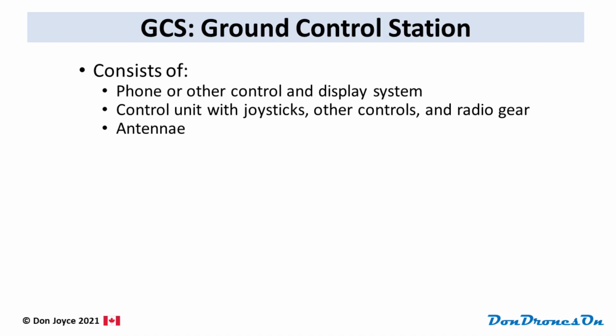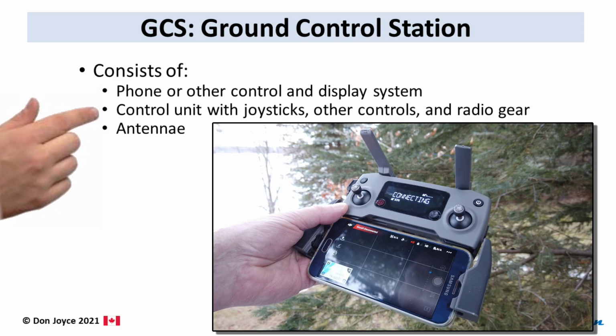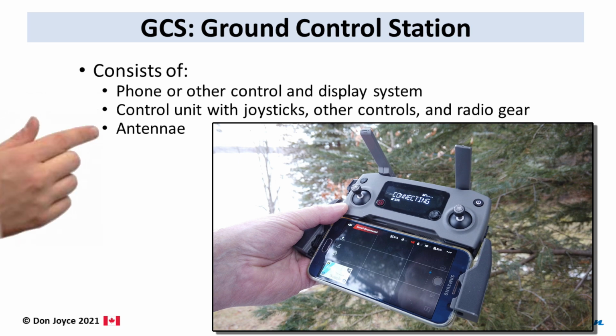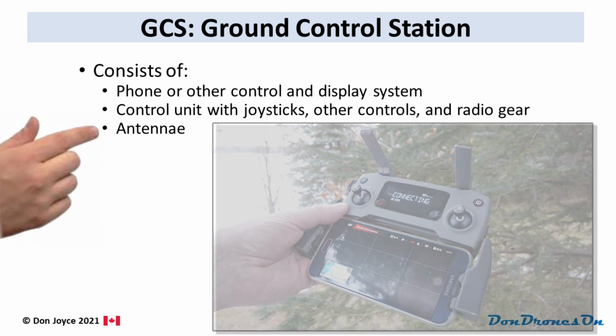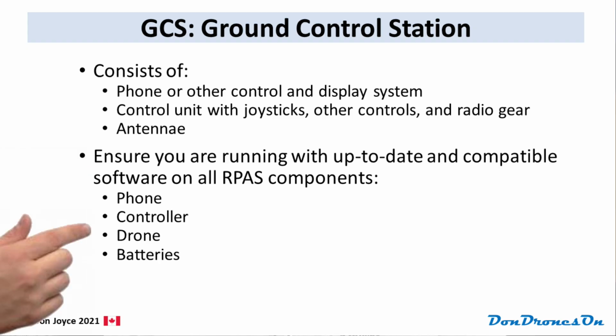The GCS system typically consists of a phone with flight software on it, a control unit with joysticks and lots of other controls, and antennae to communicate with the drone. To operate properly, it is imperative that all systems, the phone, the control unit, the drone, and even the batteries in some cases, are operating with compatible versions of software. So if your system calls for a software update, be sure that all these systems receive and properly accept the update. Don't ever fly with incompatible software versions. And I strongly recommend you only take updates from the manufacturer of your drone.